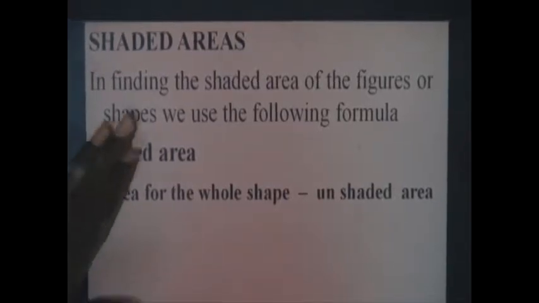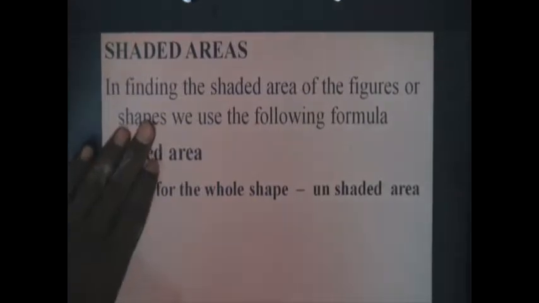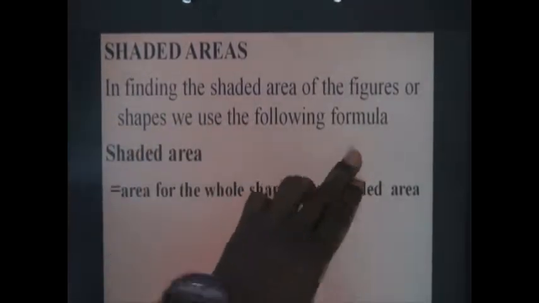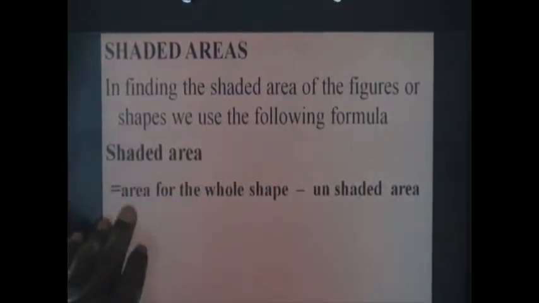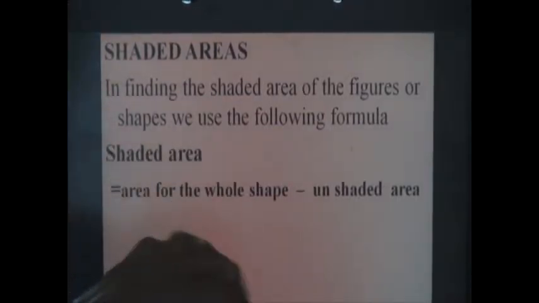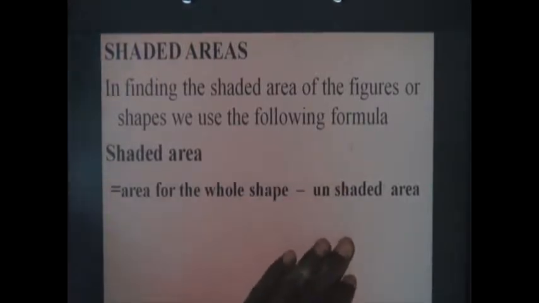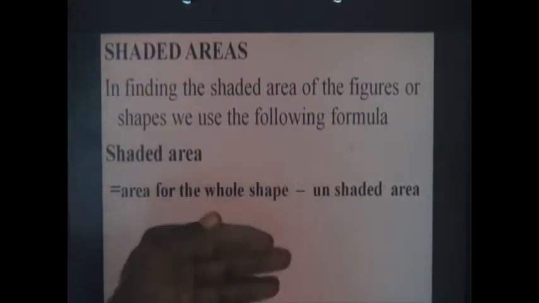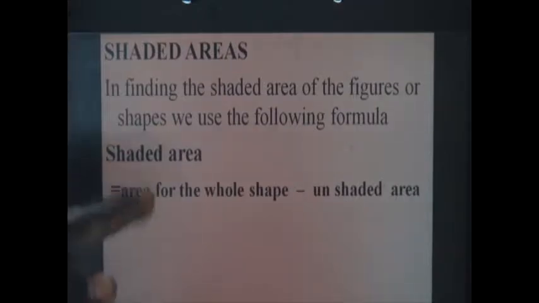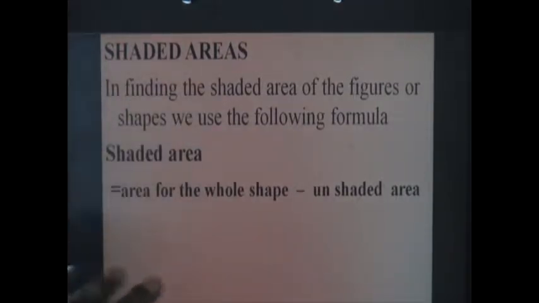And therefore we say, in finding the shaded area of the figures or shapes, we use the following formula. Shaded area is equal to area of the whole shape, that is the shape in general, minus unshaded area. The area that has not been shaded, we just remove. So how do we remove? We just follow the principle. Now let us see some examples, at least 4 of them, so as we know how to go about finding out the shaded area. So this is how we could possibly solve it. Now let's go.